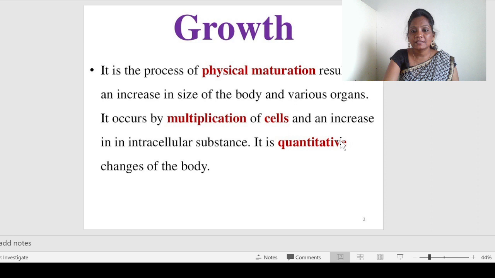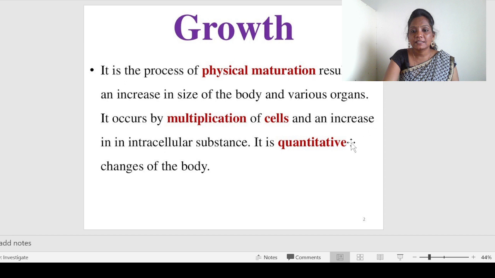Define growth and development. Write the principles of growth and development. Or they will ask for the difference between growth and development, or it may come as a 2 marks question. So here I am saying growth is a process of physical maturity. Physically, what you can see is called growth, and it is measurable. That's why we call it a quantitative change of the body.